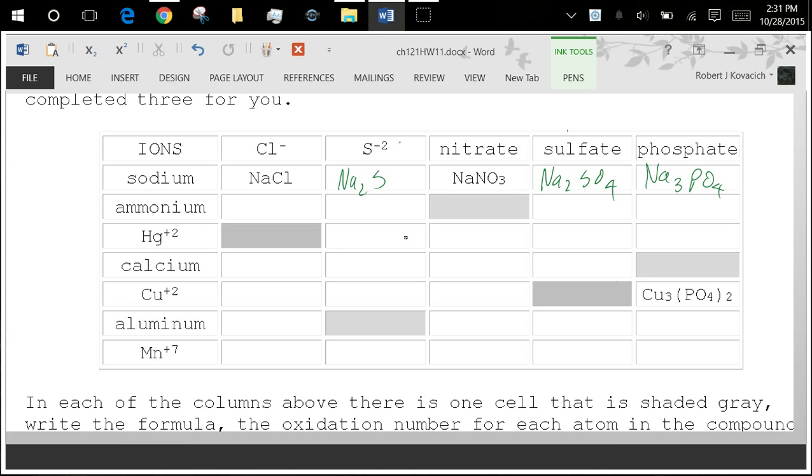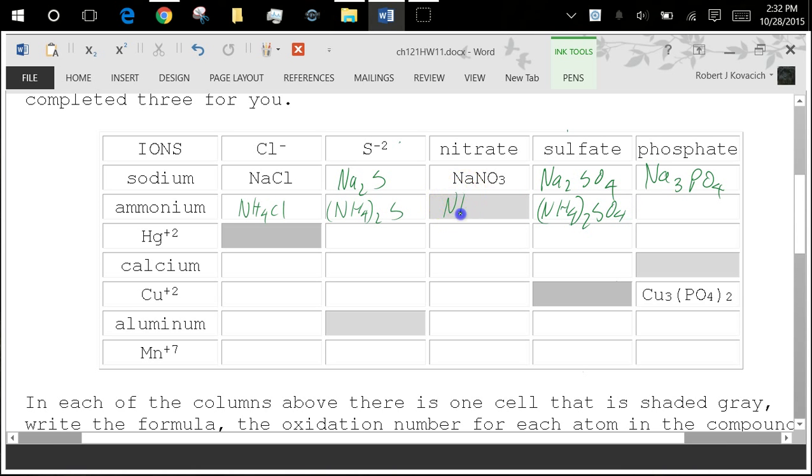And what are we going to do for the next row? Same exact ratios because sodium and ammonium ion have the same charge. Okay, so then I need an NH4 parentheses 2S and an NH4 parentheses 2 SO4. And I forgot this one, NH4NO3. And then an NH4 3 PO4.